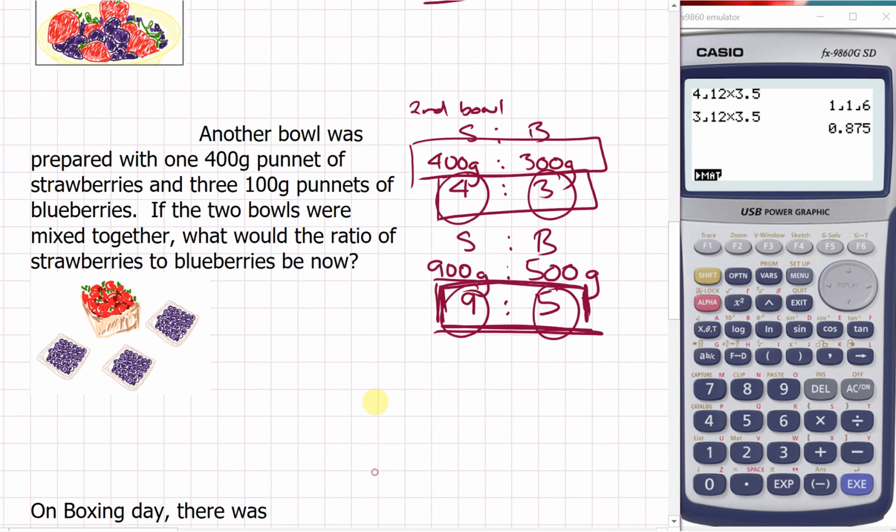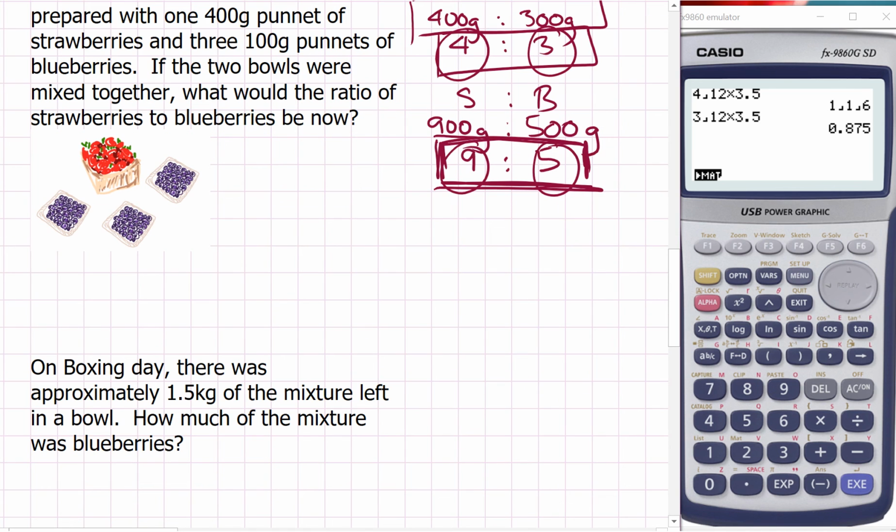We're going to use this ratio to answer the next question. So say on Boxing Day there was approximately 1.5 kgs of the mixture left. How much of the mixture was blueberries? You can pause the video now and have a go at this.